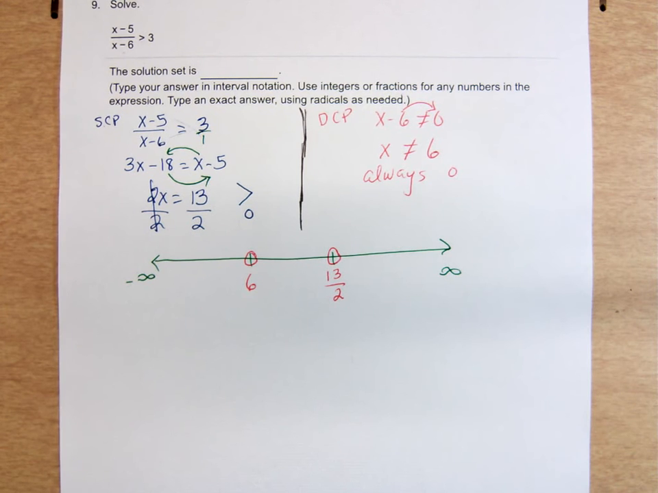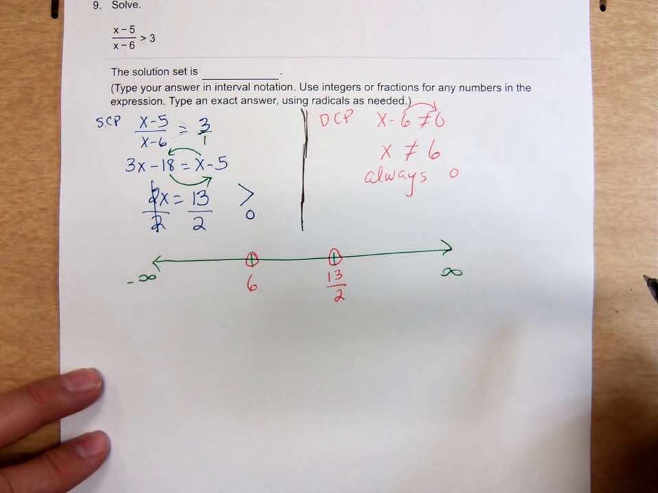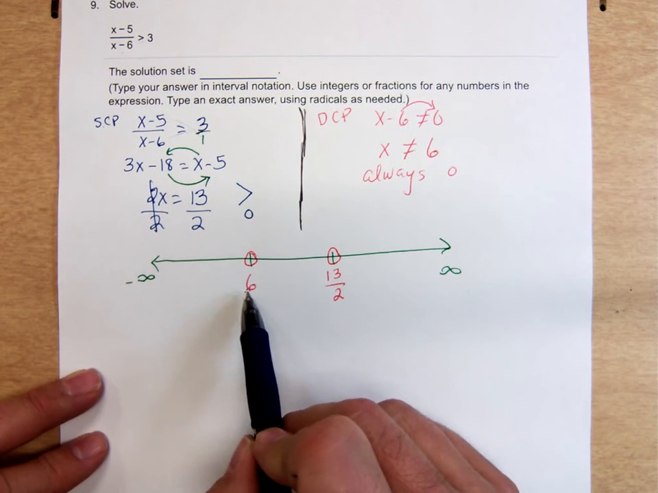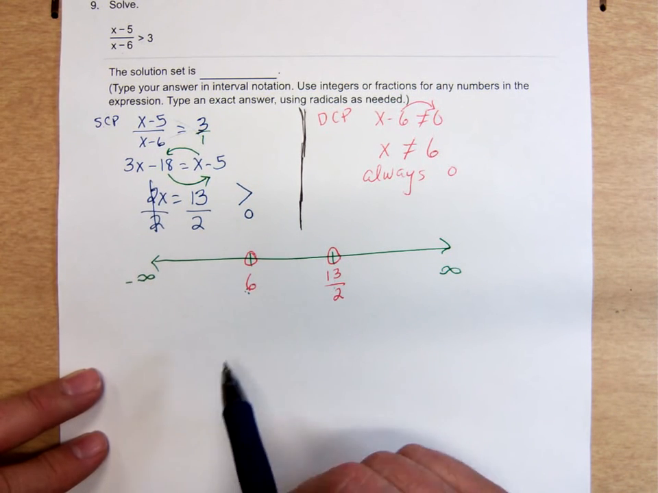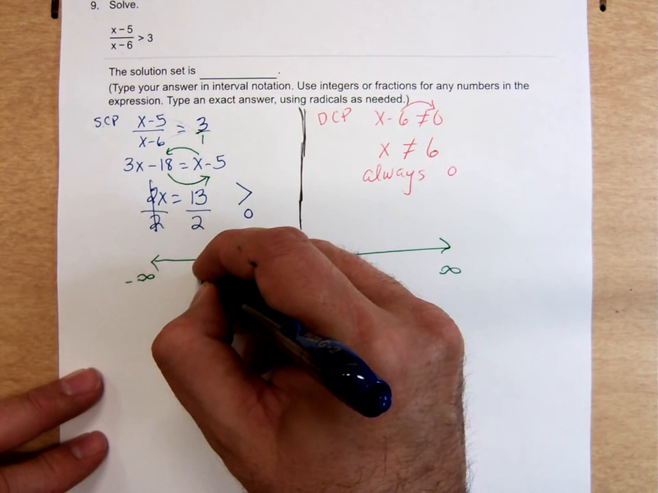And let's test 0. Or you can test any number other than 6 and 13 over 2. I'm going to test 0. Where does 0 lie? Well, 0 is between a negative and a positive. It can never be between two positives, never between two negatives. So this is the interval that has the 0.